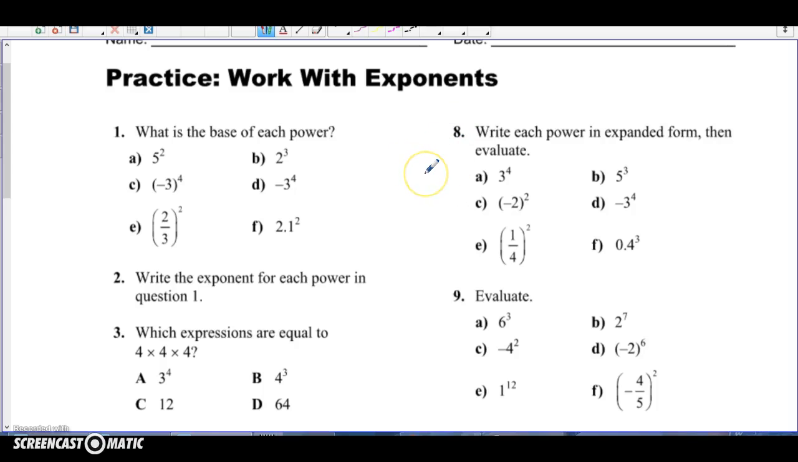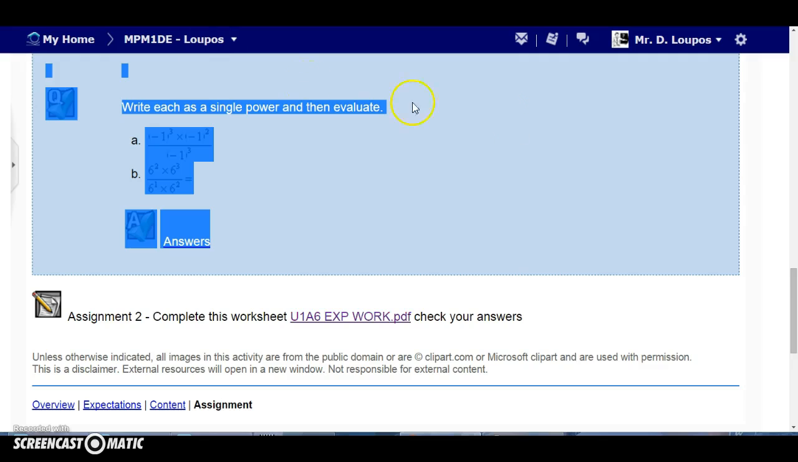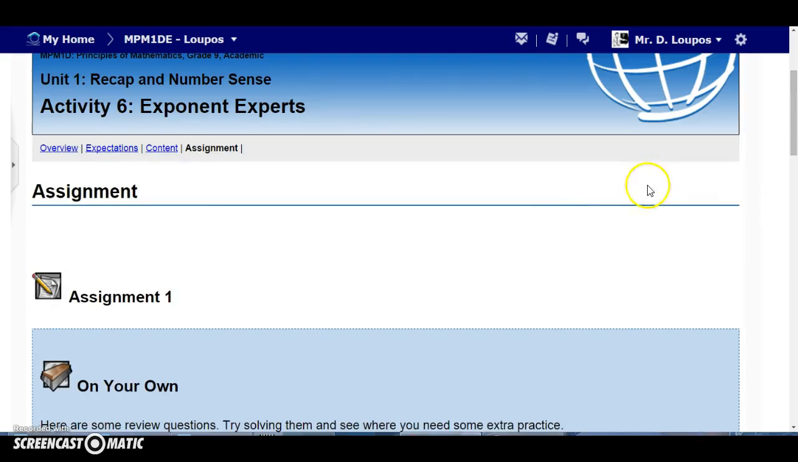Okay, so this is Unit 1, and we're looking at exponents, the first day of exponents. So if I go here, this is your course, and if I go back here, this is Unit 1, I believe A6. Let me make sure I don't want to misspeak.